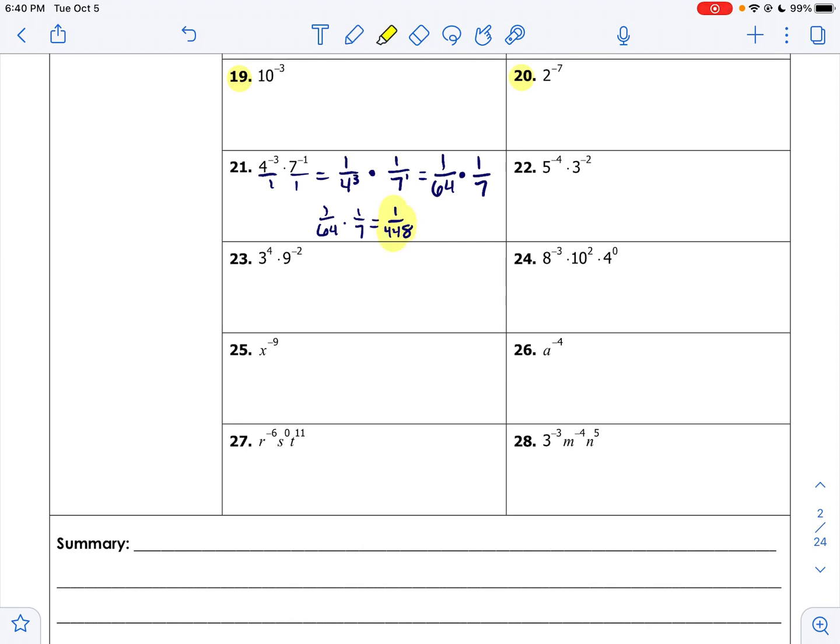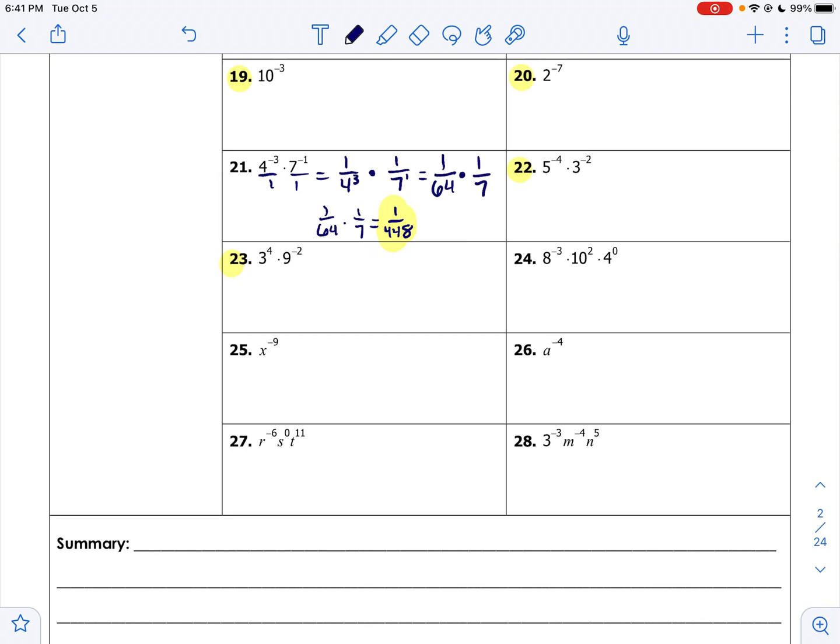So you want to make sure you don't have any negative exponents, and we do that by doing the reciprocal. Once you don't have any negative exponents, then you can actually find the value by solving that exponent and then multiplying straight across. So following through with that problem, if you will yellow highlight 22 and 23, let's look at 24.